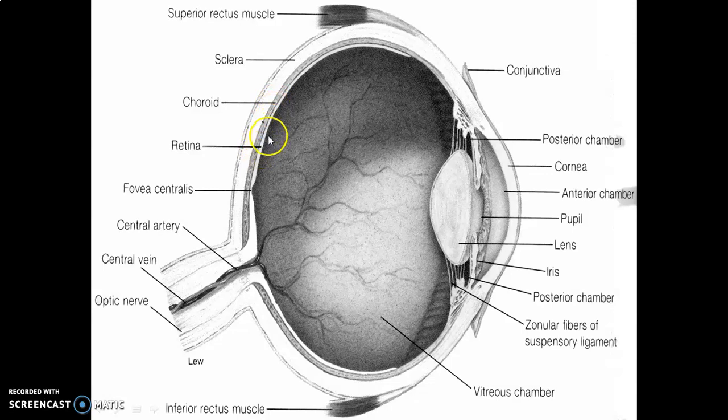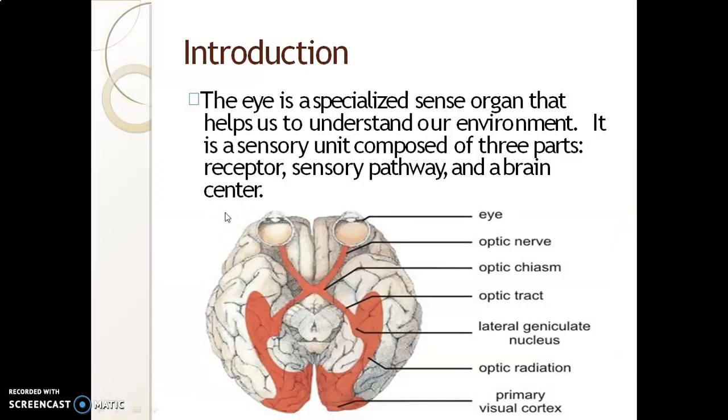and this layer is called the retina. This is the important part of our eye, and this is the iris. Cornea, pupil, lens, iris, retina, sclera, choroid. These are the important parts of our eye. This is the optic nerve, central vein, central artery is here. These are the structures of our eye.